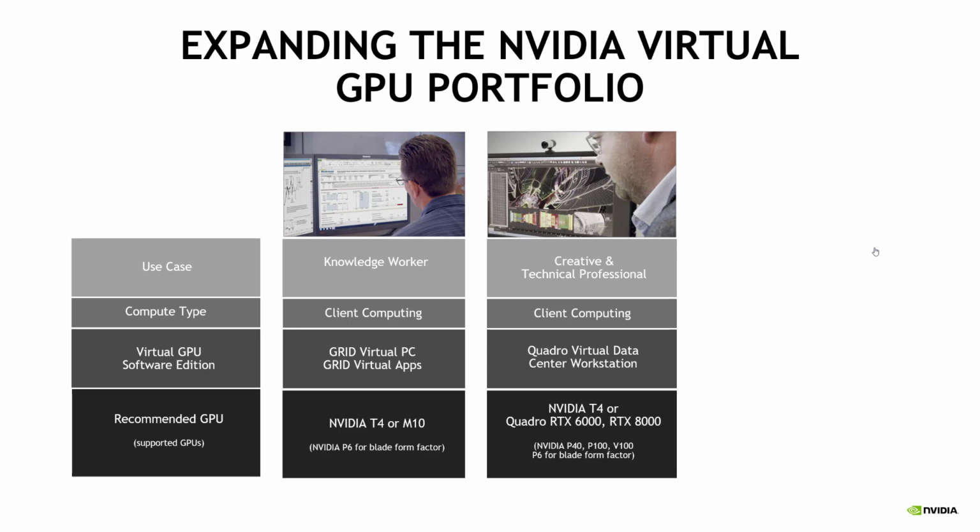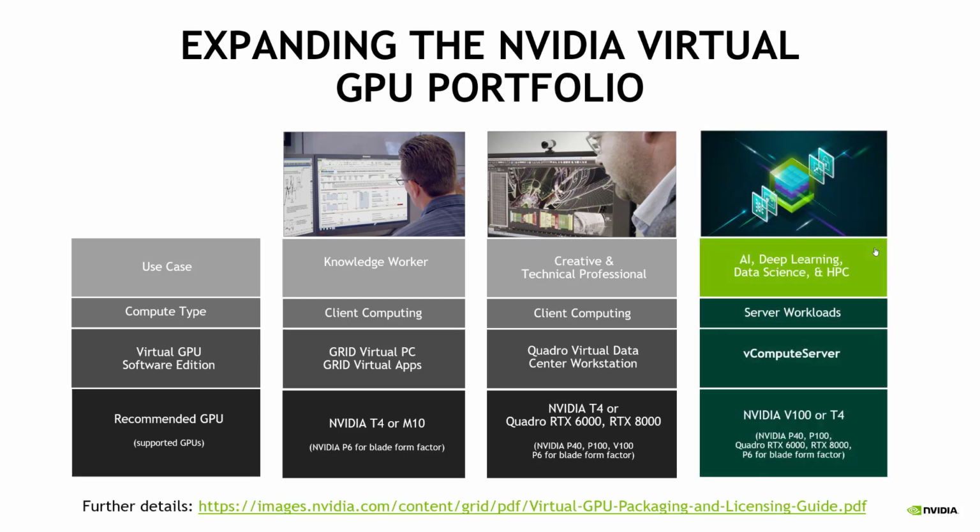For instance, the virtual apps and virtual PC license will limit you to 45 frames per second on your virtual desktop, which is pretty good for a knowledge worker. But for creative and technical professionals that need slightly higher smoothness, slightly better smoothness when they're rotating graphics, that sort of thing, then we can go up to 60 frames a second in that license as well. Okay, you can have more screens, bigger frame buffers, all that sort of thing in the Quadro Virtual Data Center Workstation license.